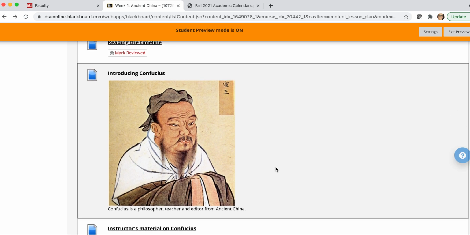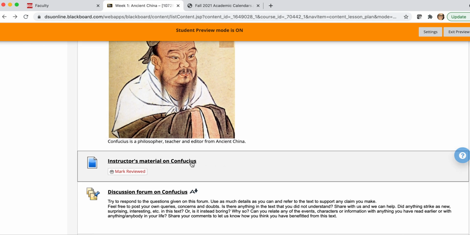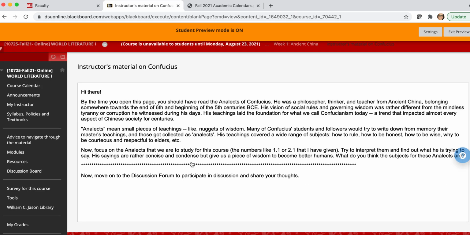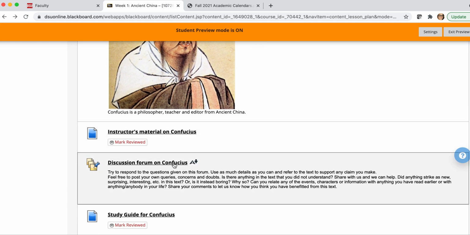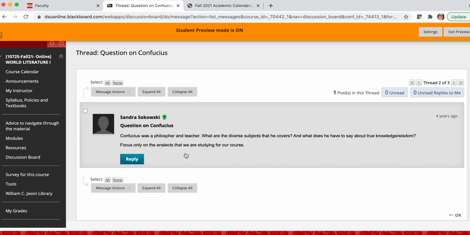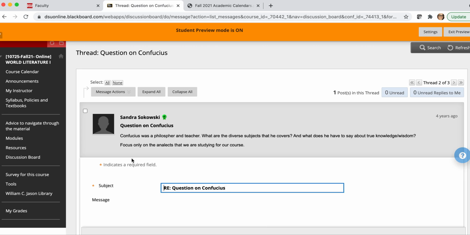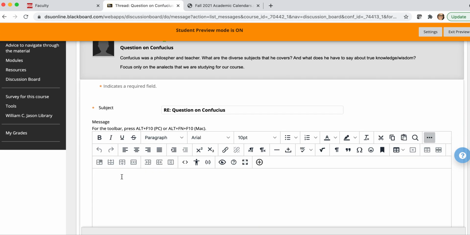But here's Introducing Confucius. So we're reading Confucius and Lao Tzu. Each text will have instructor's material, which is information that I want to give you about the Analects. And then there's our discussion forum where you answer the questions. Now, if you click here, here are the questions for you to answer on Confucius. So I'm going to click on each one. There's the question in the gray box, and to type in my response, I hit reply. And there I type my response.